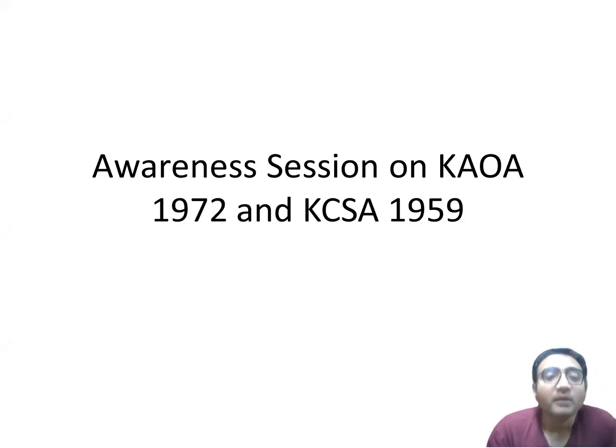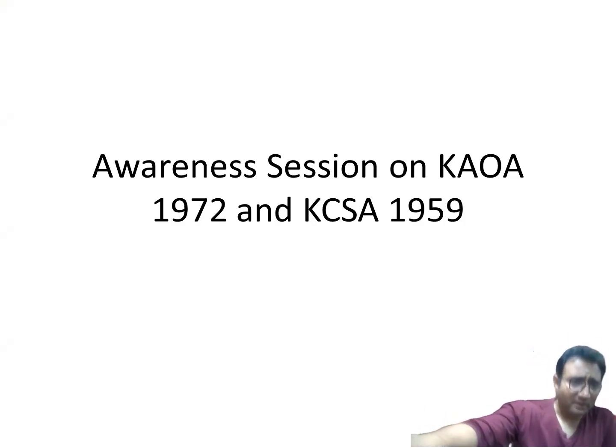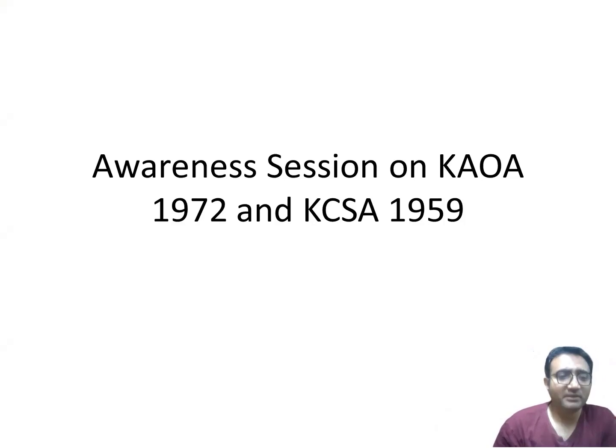So good morning, everyone. Today we'll be discussing the two Acts existing in Karnataka for the purpose of maintenance of common area. So the two Acts are the Karnataka Apartment Ownership Act 1972 and the Karnataka Cooperative Societies Act 1959. Today we'll be discussing the flaws of the Karnataka Apartment Ownership Act 1972 and the recent developments with regard to the Karnataka Cooperative Societies Act 1959.